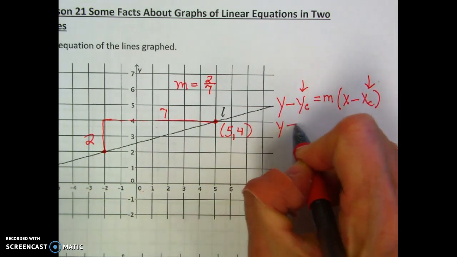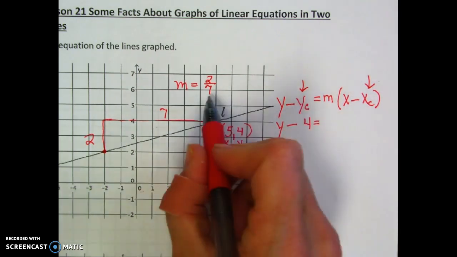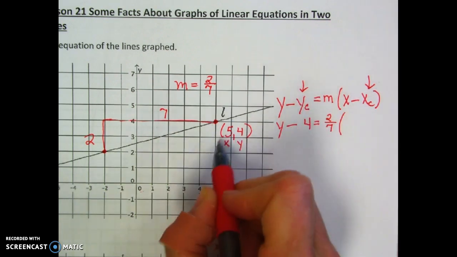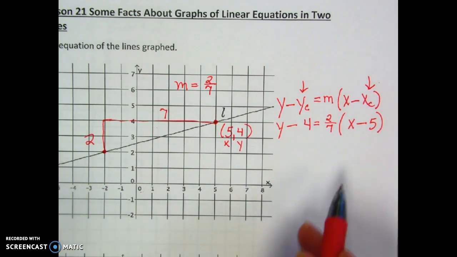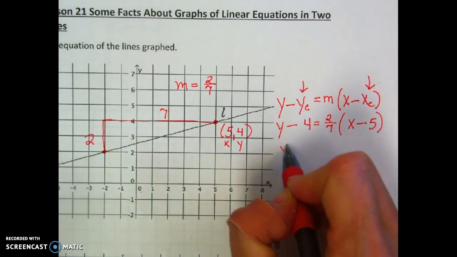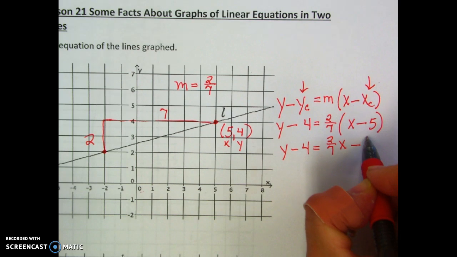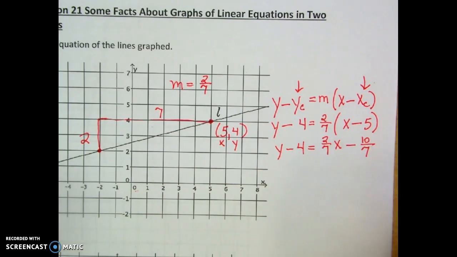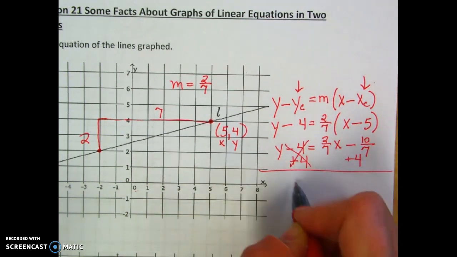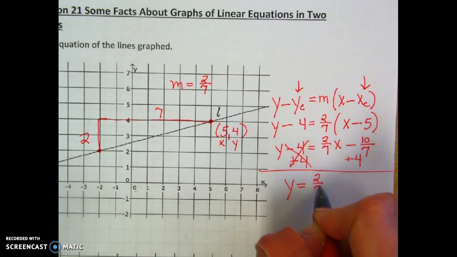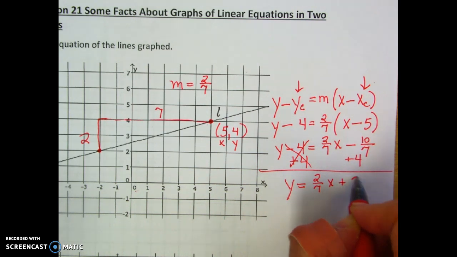So y minus the y coordinate here, remember this is your x, this is your y, so the y coordinate is 4. We just said the slope was 2/7. x minus the x coordinate here was 5. And then we need to solve this for y. In order to solve it, we're going to have to distribute. So 2/7 times x, and then 2/7 times 5 would be 10/7. And then solve for y means we have to add that 4 to the other side. So y equals 2/7 x minus 10/7 plus 4, which gives us approximately 2.6.